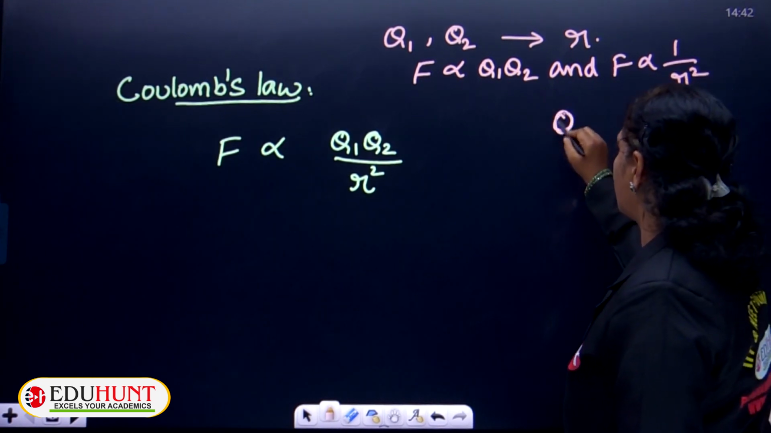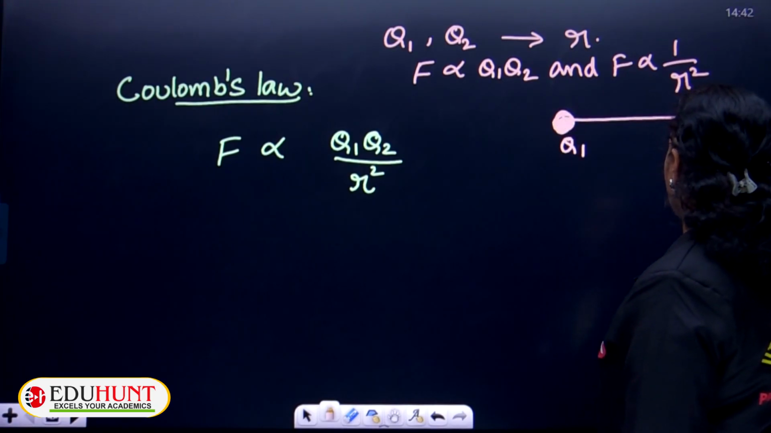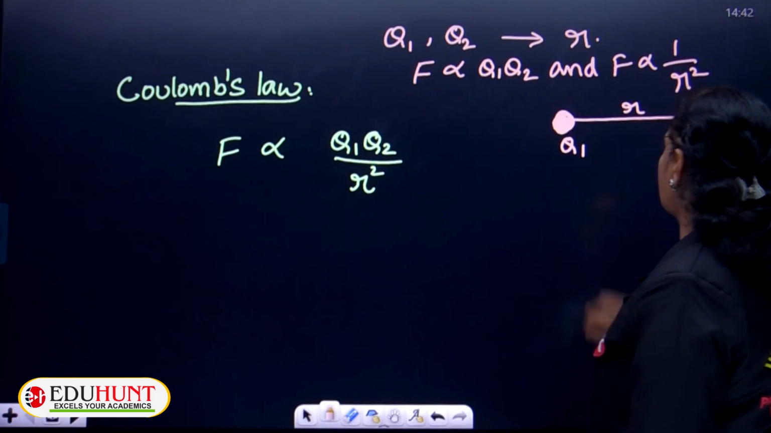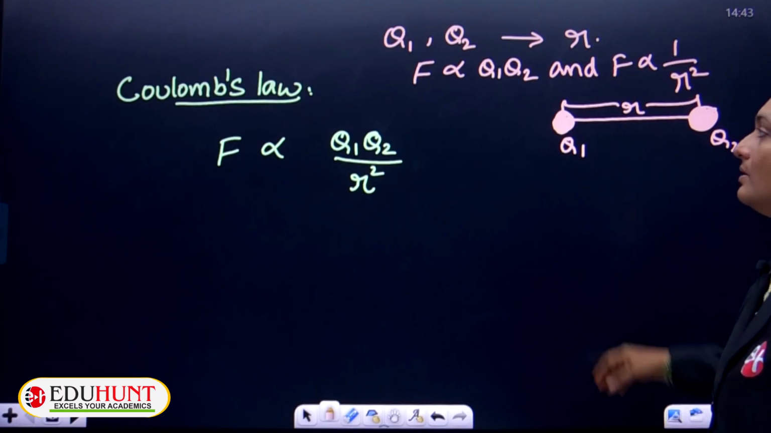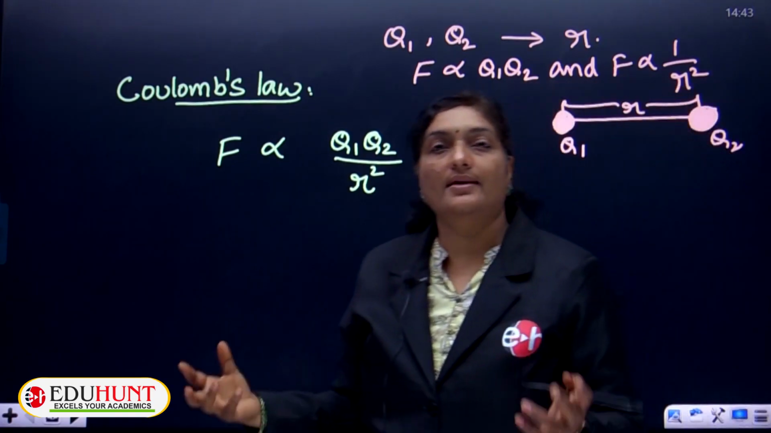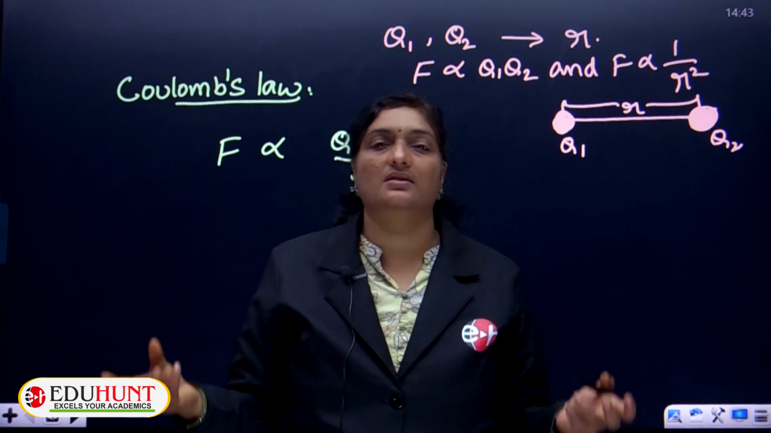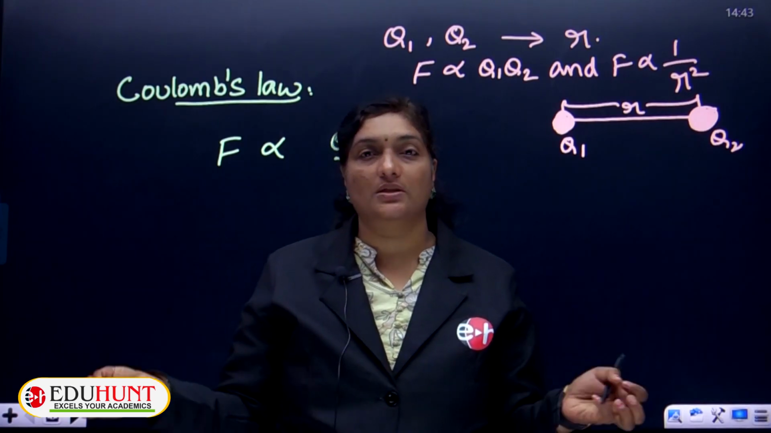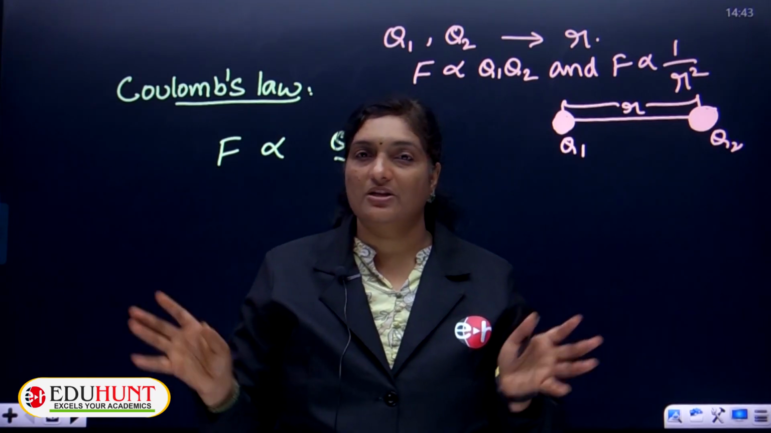Let us suppose that this is one charge, say Q1, and this is another charge, say Q2, and the distance between the two charges is given by r. So, when do the charges attract? When they are unlike, opposite charges: one is a positive charge, the other is a negative charge, kept at some distance, they attract each other. Similarly, two positive charges or two negative charges kept at a distance exert repulsion on each other.